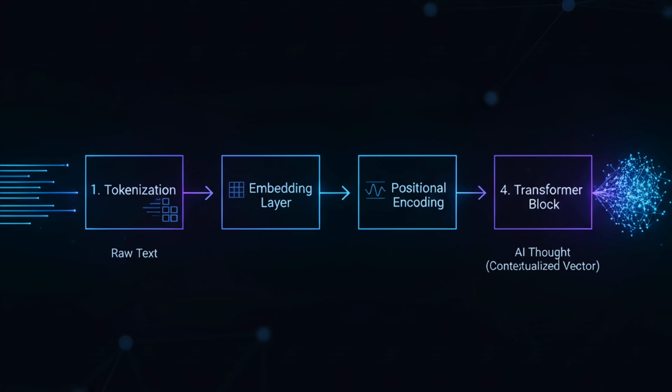But how does the neural network actually create these numbers? It's a 4-stage process inside the neural network. And we are going to break down this technical pipeline step by step and reveal the brilliant math that converts messy text into high-fidelity AI thought.